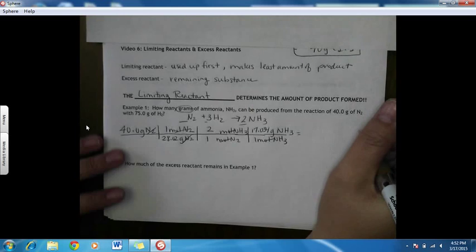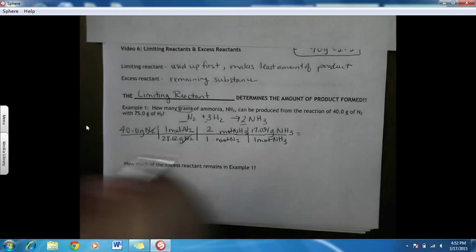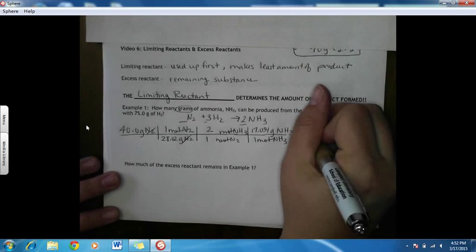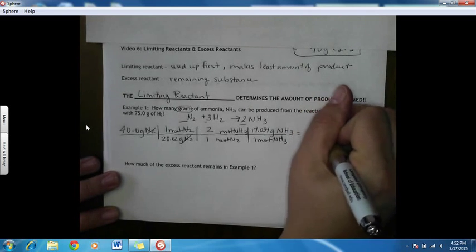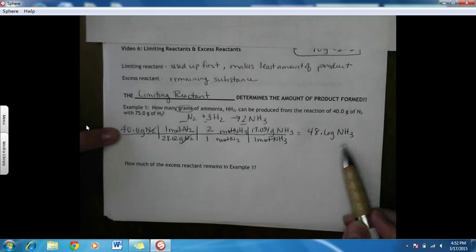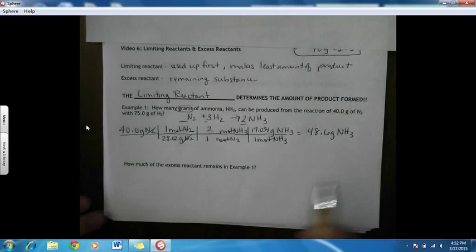And so that would tell us that nitrogen will produce how much ammonia? So we multiply across the top and we divide by what's on the bottom, and we get 48.6 grams of ammonia. So this much nitrogen will make this much ammonia. Now let's see how much hydrogen will make.